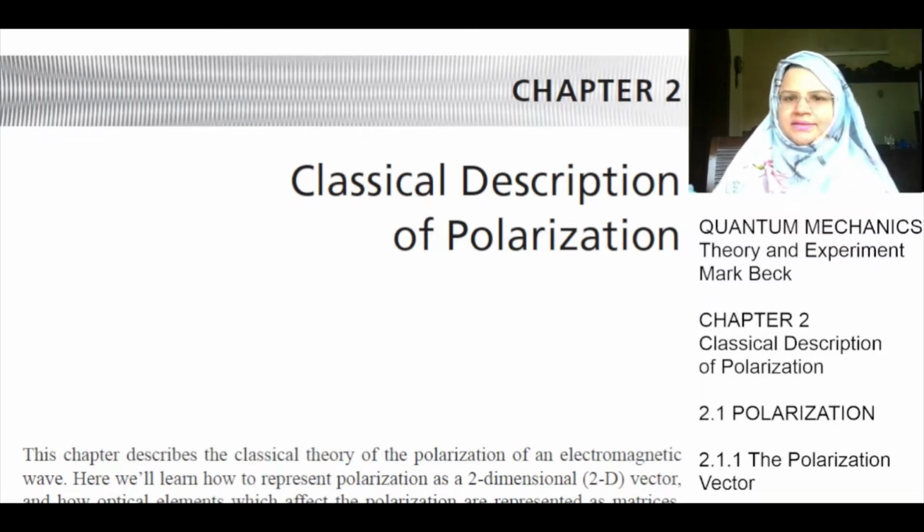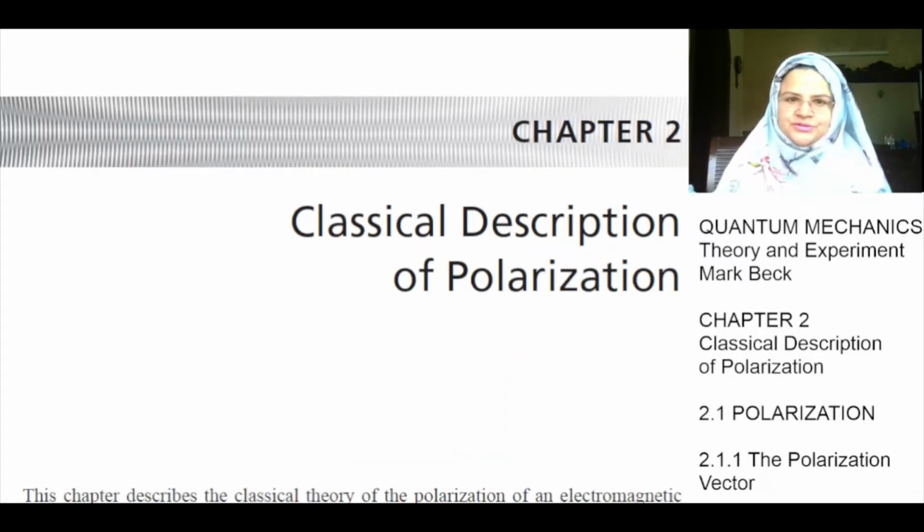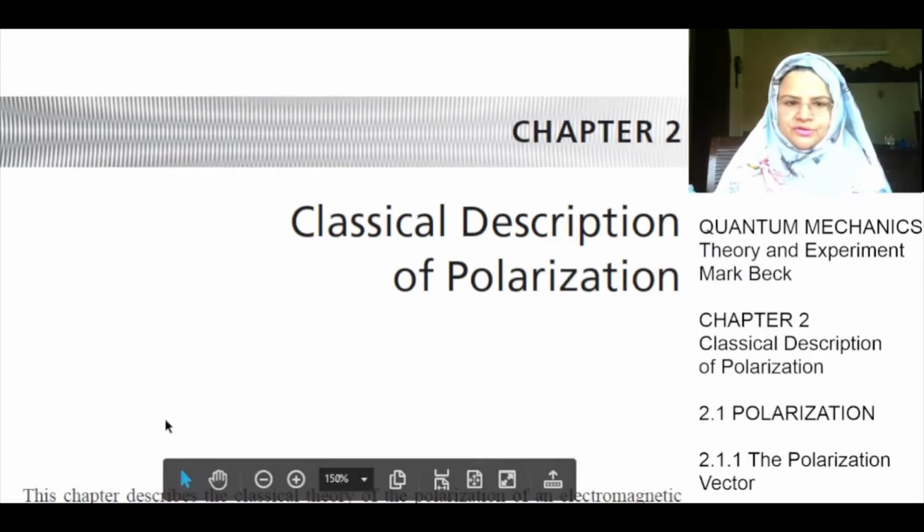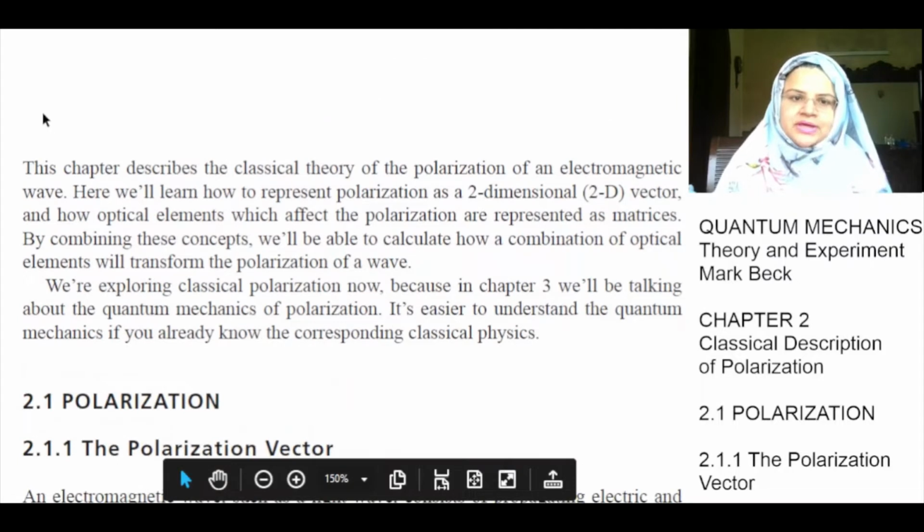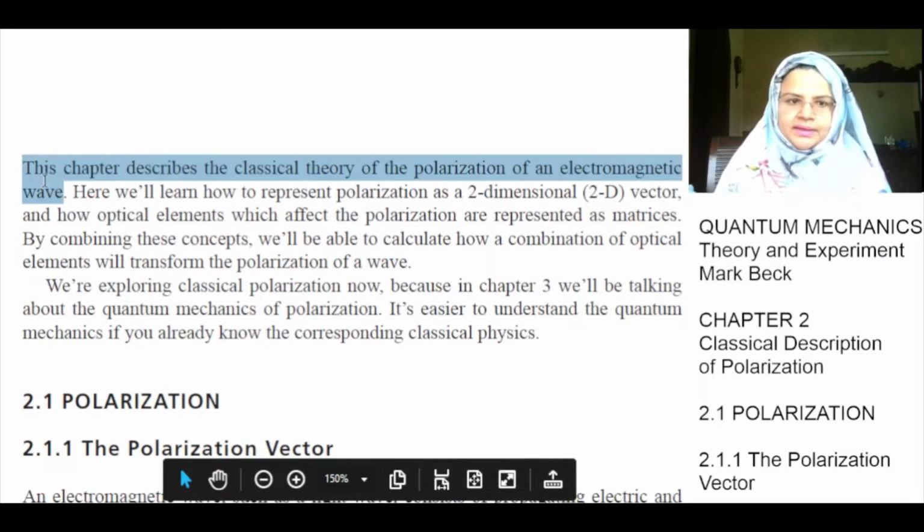Today we will start chapter 2 of Quantum Mechanics by Beck. 2.1 Polarization. 2.1.1 The polarization vector. Chapter 2: Classical description of polarization. This chapter describes the classical theory of the polarization of an electromagnetic wave.